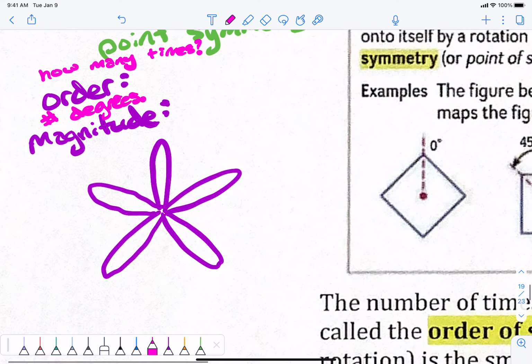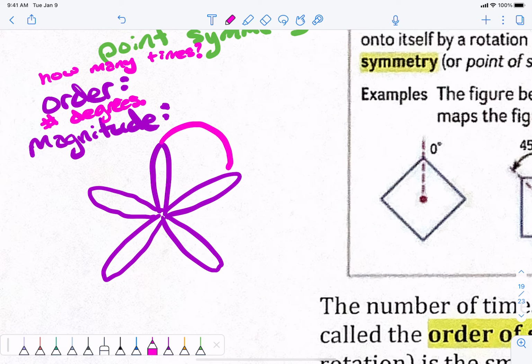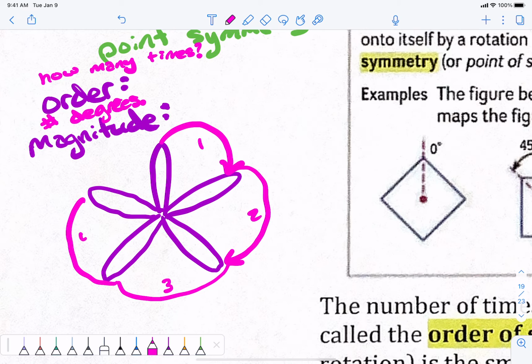Looking at the ceiling fan, let's talk about this top blade. He can spin from there to there, that would be 1. From there to there, that would be 2. Then 3, then 4. And spinning there to there would be 5 total. We can map him on top of himself 5 times, so his order is 5. That's what the order means.